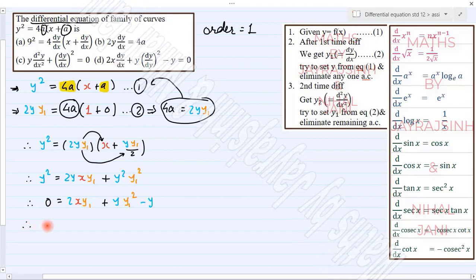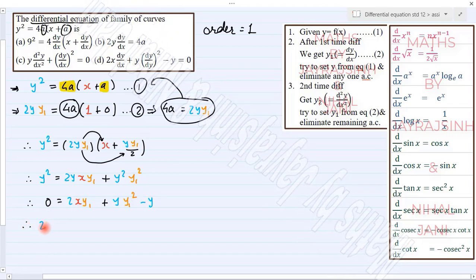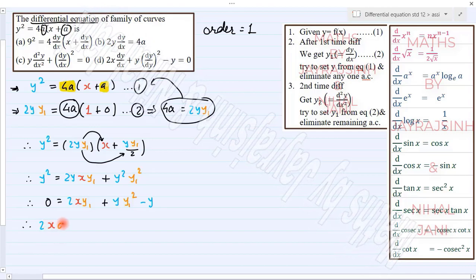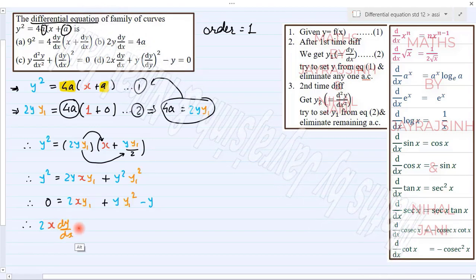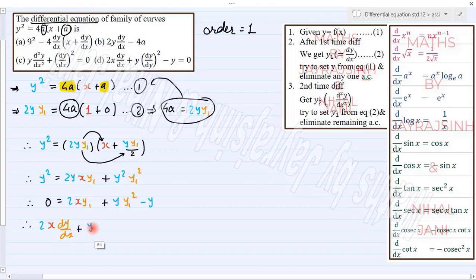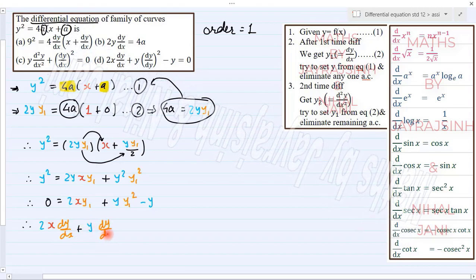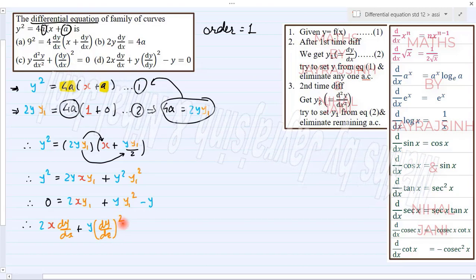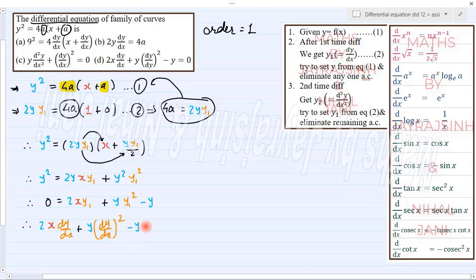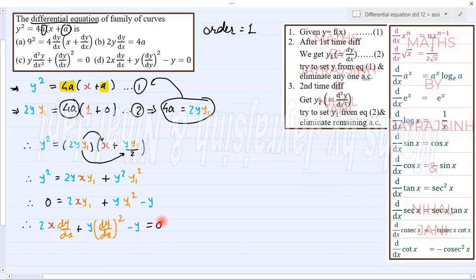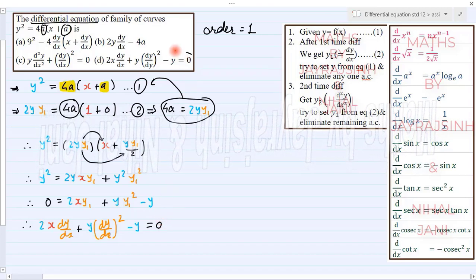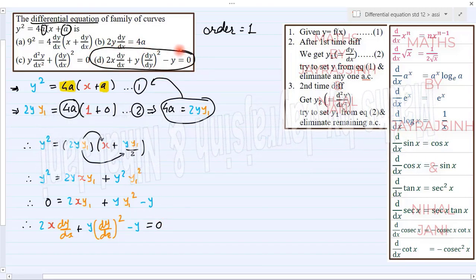So if we rearrange the terms, we will get 2x into y1, or we can say dy by dx, plus y into y1 the whole square, or we can say dy by dx the whole square, minus y is equal to 0, is your required differential equation, which is option D.